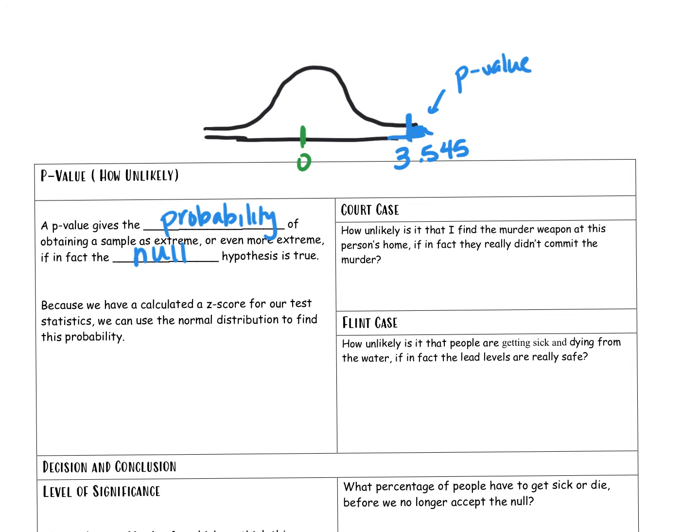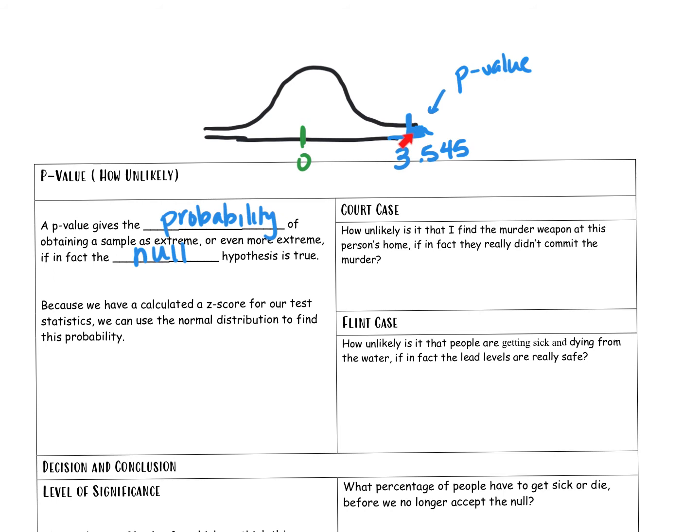What it's really saying is that if in fact the water is really safe, that is the null here for Flint, how unlikely is it for me to get a sample statistic that is 3.545 standard deviations away from the mean? It's highly unlikely for that to occur by chance. Highly unlikely. That's what this is saying. It's so small.